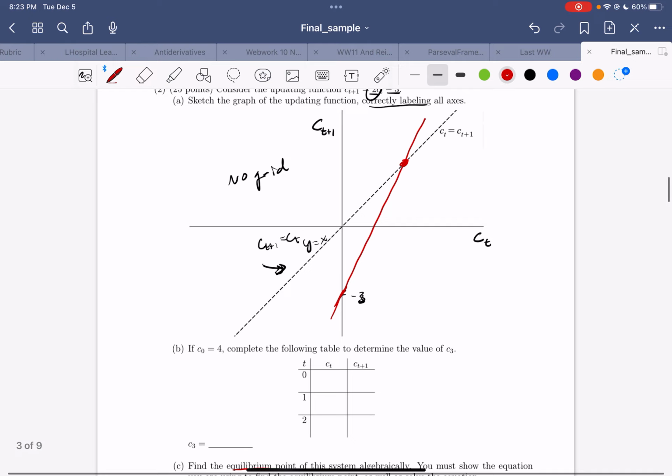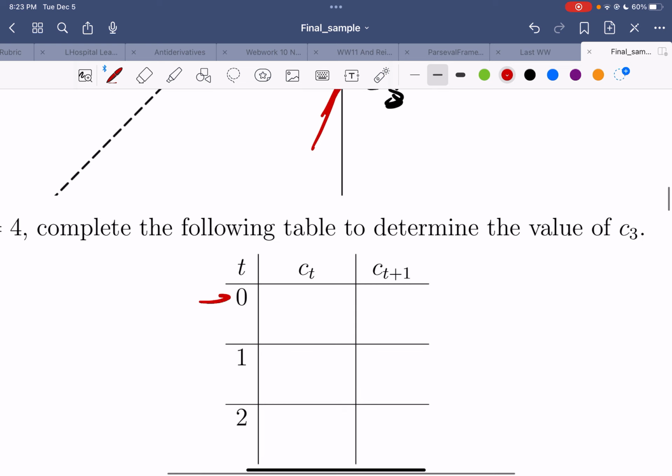All right, if C0 is equal to 4, fill in the table. Well, here's T, so that would be our subscript. This is talking about C0, and they just said that was 4. So if T is 0, then we have C sub 0 plus 1, which is 1. I'm plugging in 0. So C sub 1, we have this updating function. It's 2C0 minus 3. So 2 times 4 is 8, minus 3 is 5. And then this number goes right here.